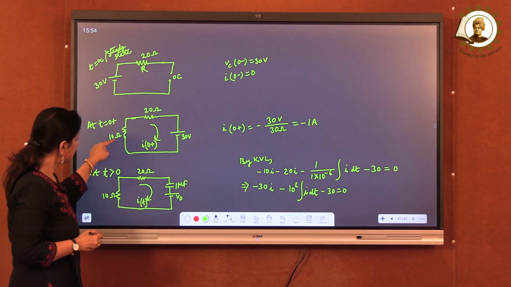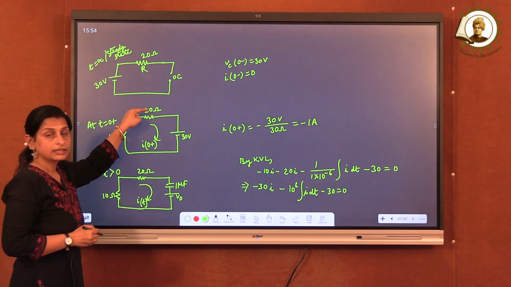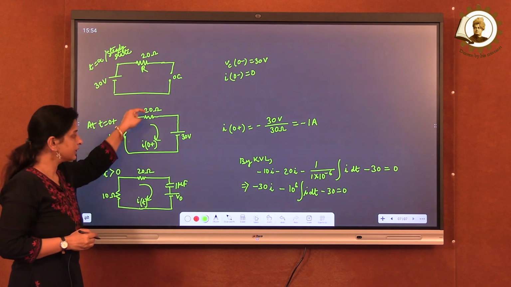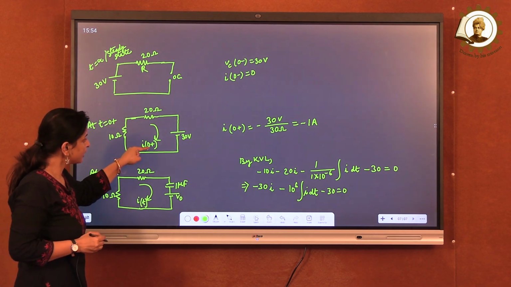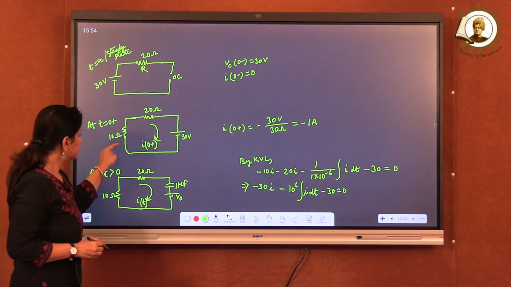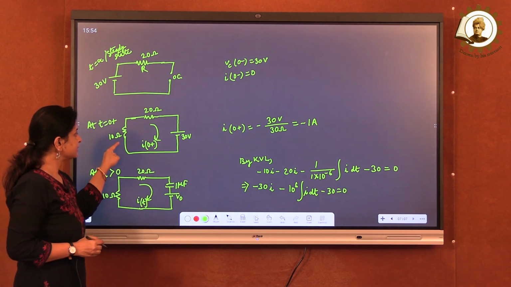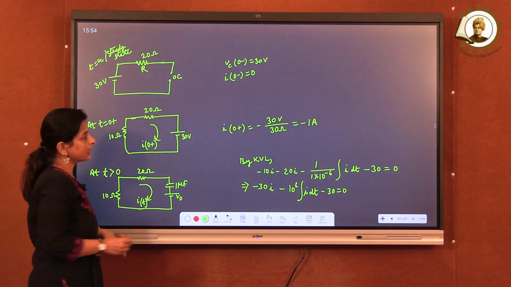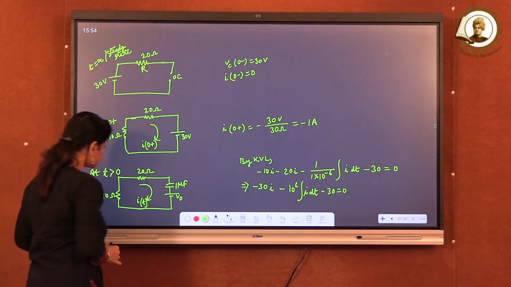How can we find the current? The equivalent resistance is 10 plus 20, which is 30 ohm. So now we can find I at 0 plus. Voltage is 30 volt and the total equivalent resistance is 30 ohm, so the current we get is minus 1 ampere.